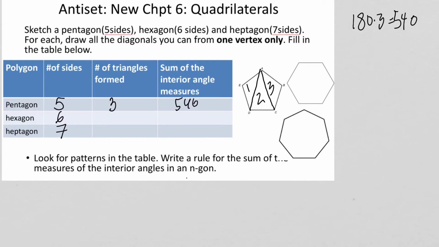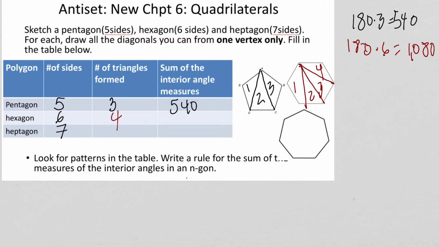All right, if I go ahead and do the same thing with the hexagon, 6 sides, I go from one vertex only. So let's see. We go from here to that one, to that one, to that one. How many triangles do I have here? I have 4 triangles, so 180 times 4 will give me the sum of all the angles. Oops, not 4, I meant 6, my bad, 6. That would give us 1,080. Keep going, see if you could get the next one.